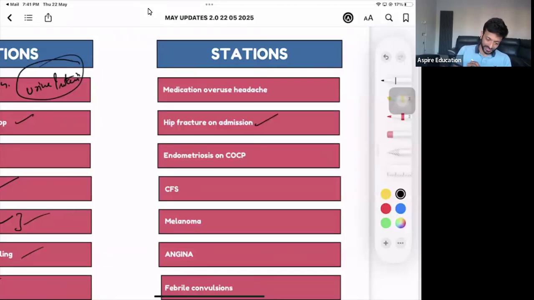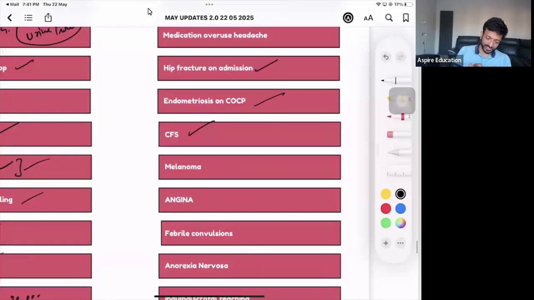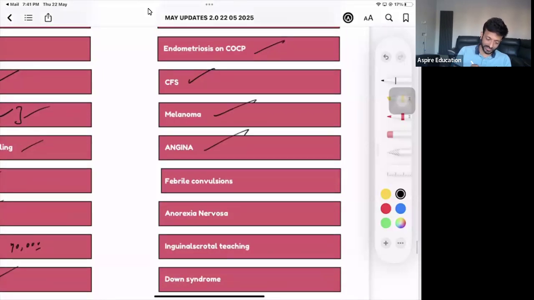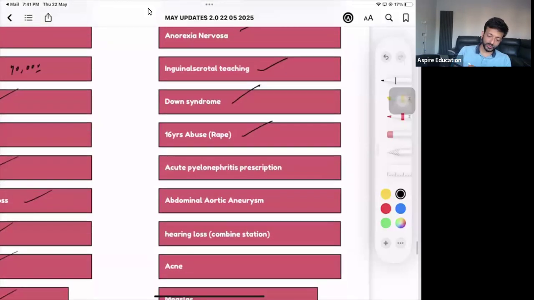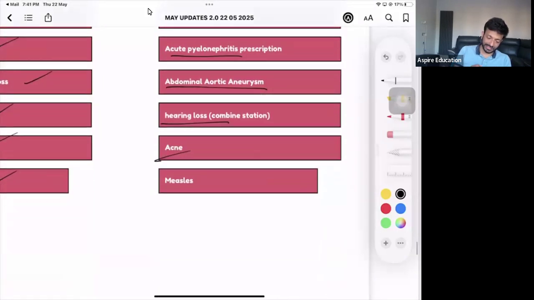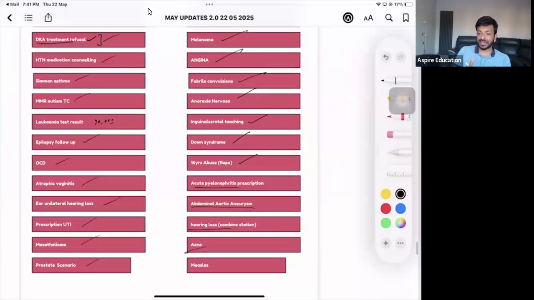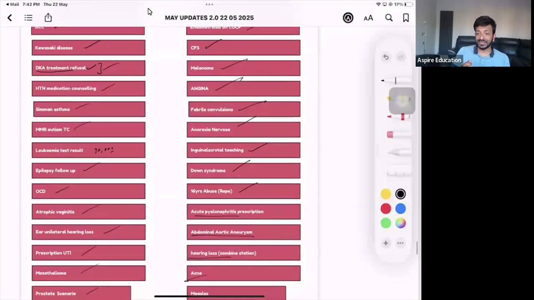Hip fracture and admission, endometriosis, chronic fatigue syndrome, skin cancer, angina, febrile convulsion, anorexia, inguinal scrotal teaching, Down syndrome, 16-year-old abuse, acute pyelonephritis, abdominal aortic aneurysm, hearing loss, acne, measles. So same, isn't it? Blood or no blood? What is needed, my friend? So we have to see a lot of things.